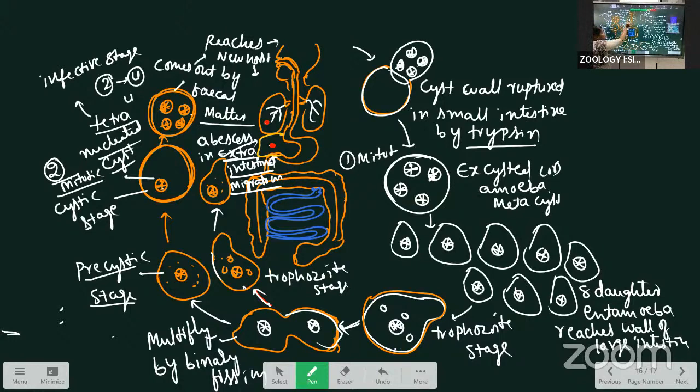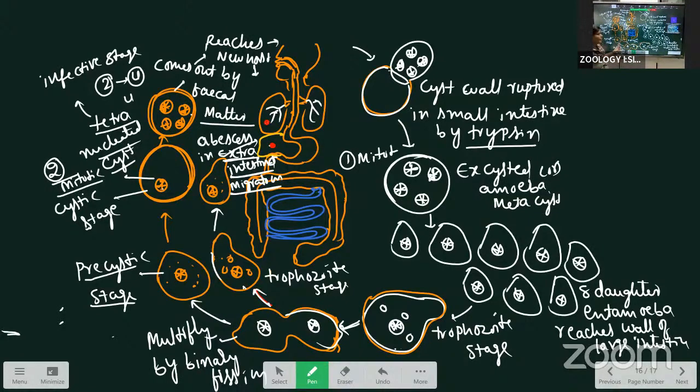An abscess means a wound-like appearance occurs and they damage the organs. That's why, more than the amoebiasis, this extra intestinal migration causes severe pathological conditions. This is about Entamoeba histolytica.